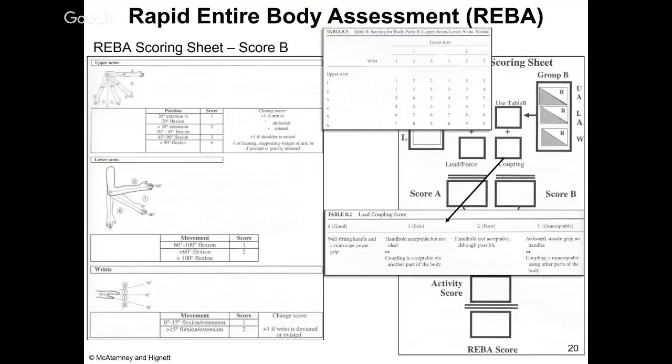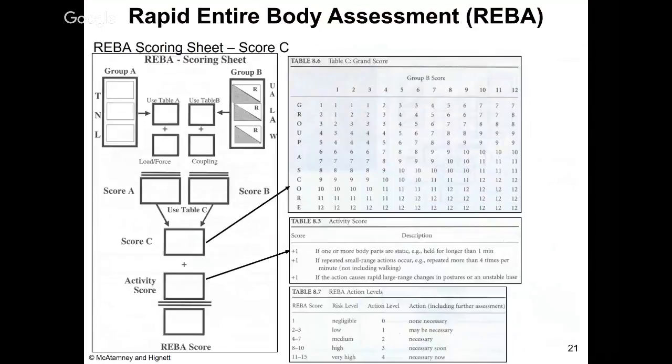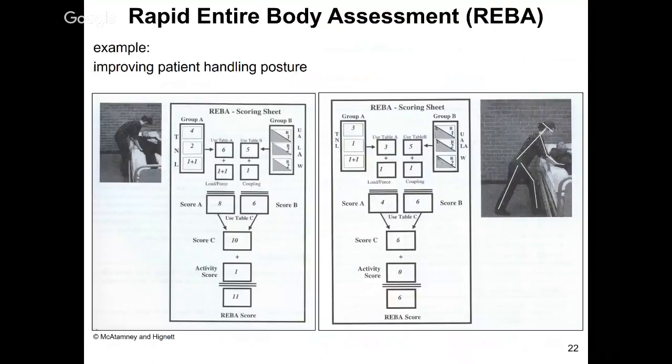This is an older example, or just a different example of the REBA scoring sheet. The company that I got that REBA from made sure to squish it down onto a single page. And you can imagine if something is more than one page, people are less likely to use it or complete it all the way. This is an example of posture for someone who's handling a patient.